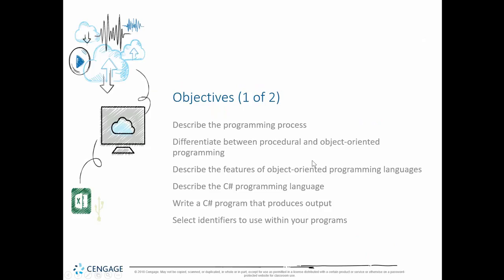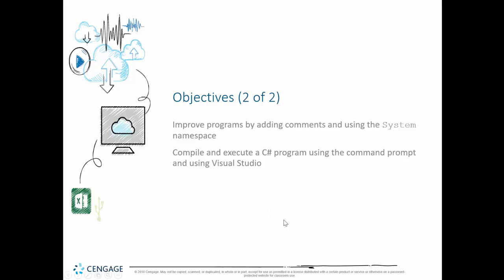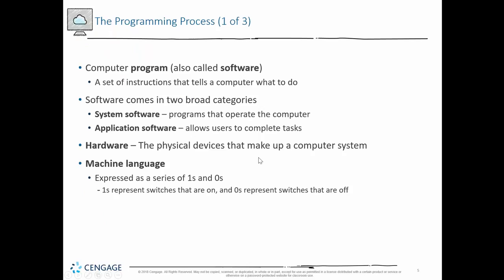So, notice our objectives. This is a very general chapter. We want to describe the programming process, be able to differentiate between procedural and object-oriented programming, describe some of the features of object-oriented programming languages, describe the C# programming language, which is object-oriented, write a C# program that produces output, select identifiers to use within programs, improve programs by adding comments and by using the system namespace, and finally compile and execute a C# program using the command prompt in Visual Studio.